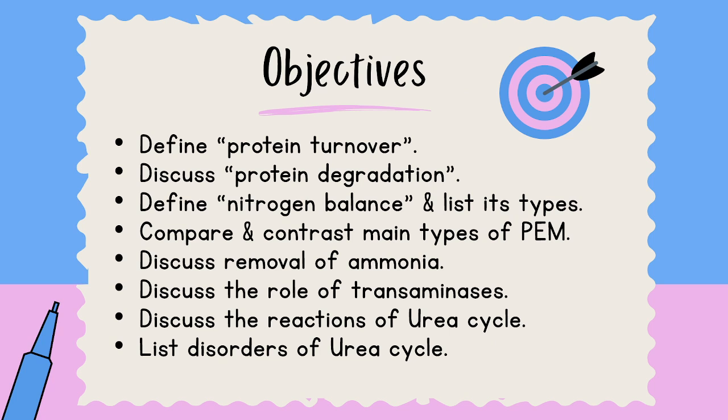amino acid metabolism. But today's lecture, our objectives include defining protein turnover, discussing what is meant by protein degradation, defining nitrogen balance and listing the types of nitrogen balance, to compare and contrast main types of protein energy malnutrition, to discuss how the body removes ammonia, and to discuss the role of the enzymes transaminases, discuss reactions of urea cycle, and to list the disorders of urea cycle.